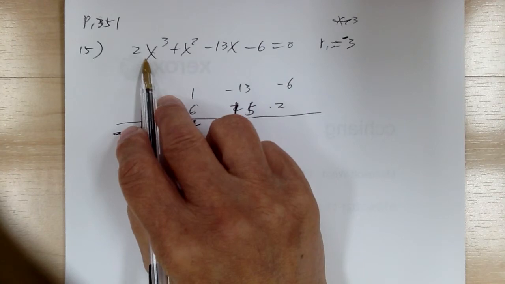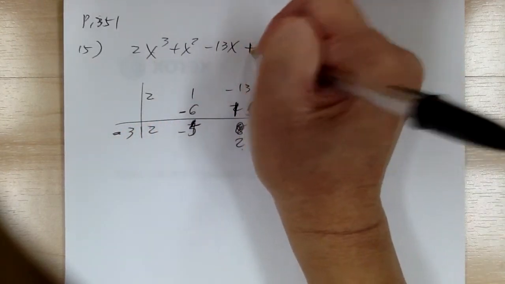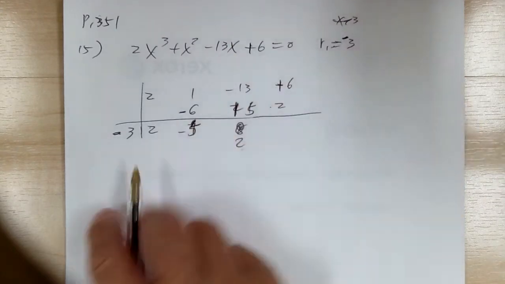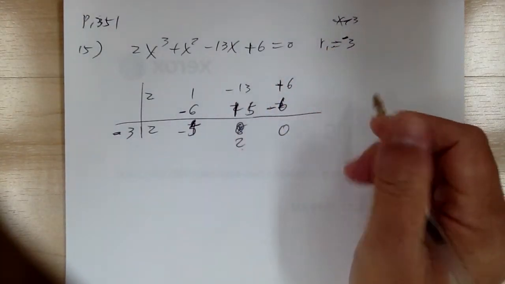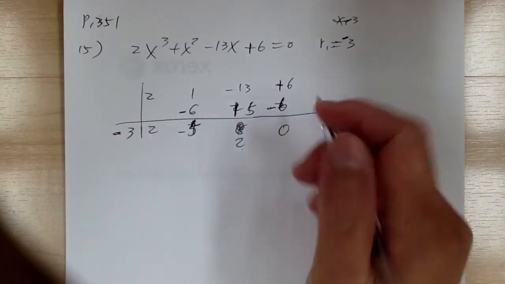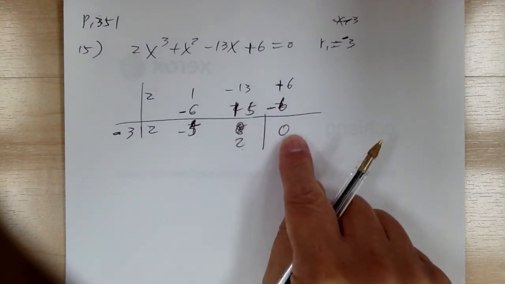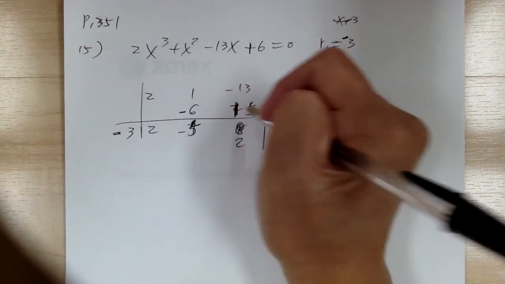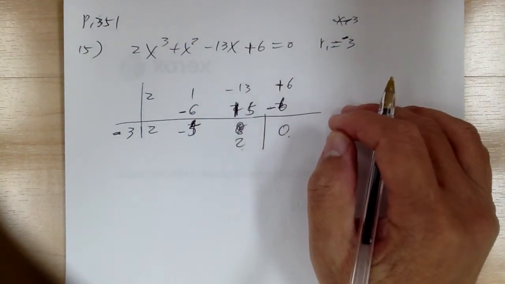Let me see, double check for careless mistakes. 2, 1, negative 13, or plus 6. That's what I thought. So this time it will give you negative 6, so it can equal to 0. Again, because this is a root, if it's a root, it will divide exactly, so the remainder must be 0. So that's how I know that something is not right, because it didn't come out. If it didn't come out right, you have to go back and double check for careless mistakes.